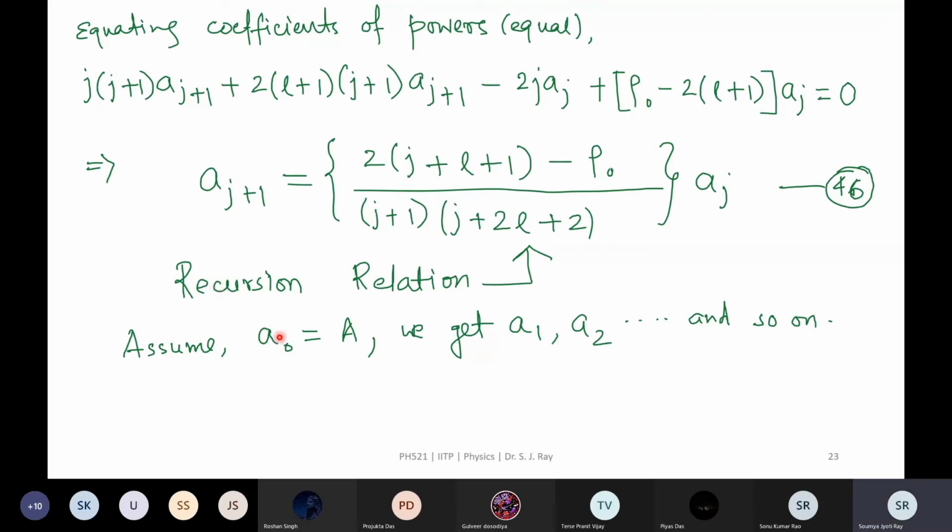Now I will assume that a0, which is the lowest order term, is equal to capital A, and from there I will get the values of the higher order coefficients.